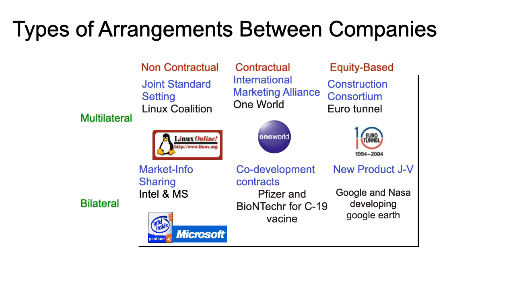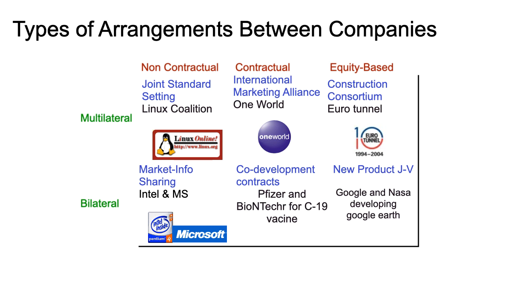A multilateral contractual relationship is, for example, the One World Alliance or any airline alliance where your miles count for whichever airline is in the alliance. An example of multilateral equity-based is the construction of the Eurotunnel, which was financed by the European Union, by the British government and by the French government, all together invested, making a dream a reality.